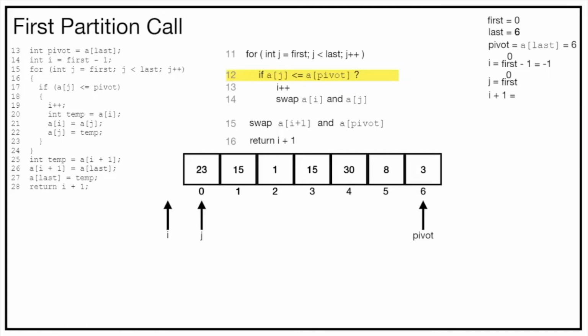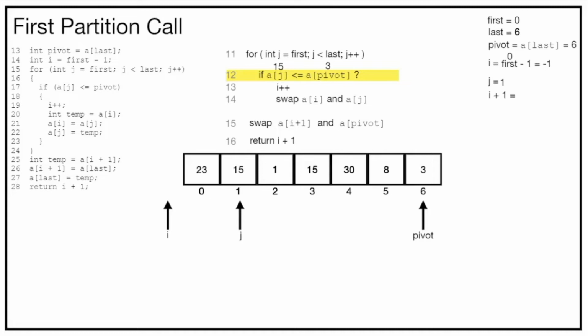The first group are numbers that are less than the pivot, and the second group are numbers that are greater than or equal to the pivot. For our first iteration, we compare 23 to 3. Is 23 less than or equal to 3? No, that's false. Moving on to the next element, we have j equal to 1, which is the element 15.